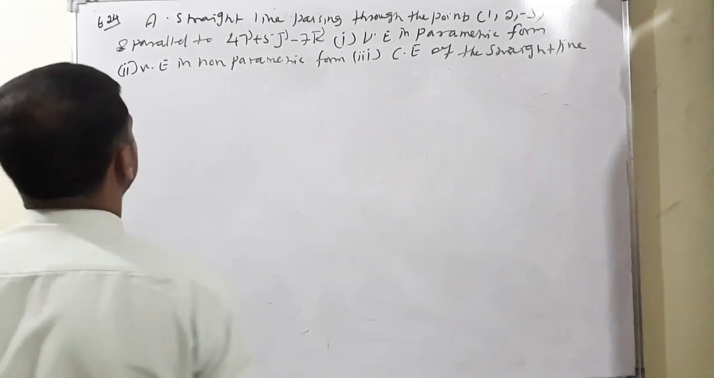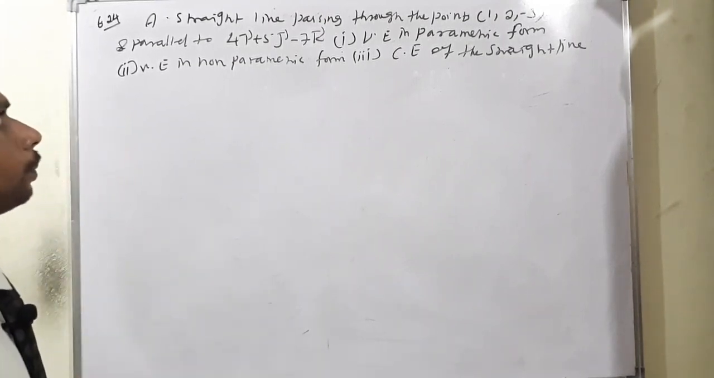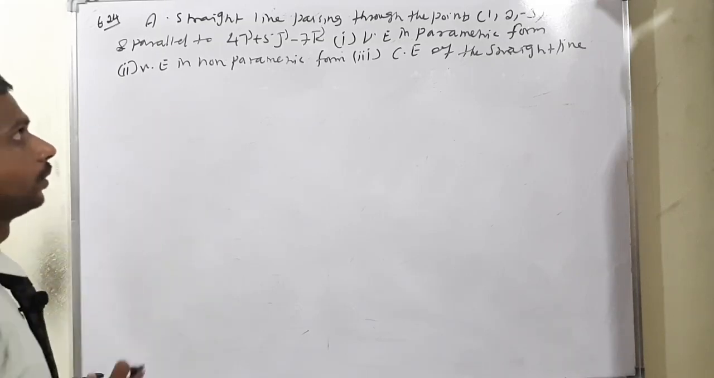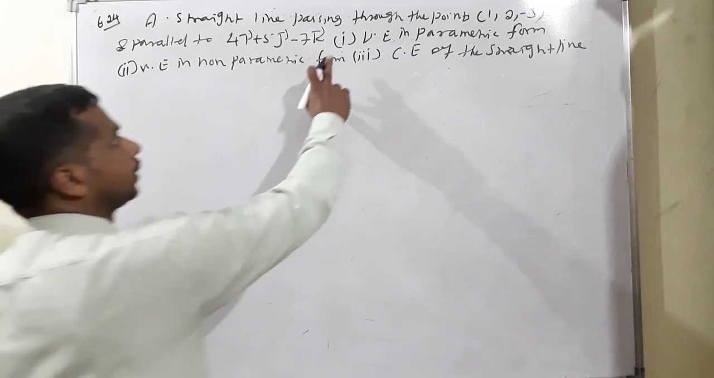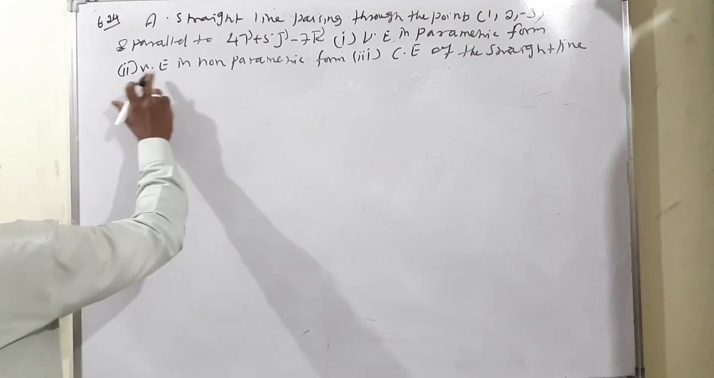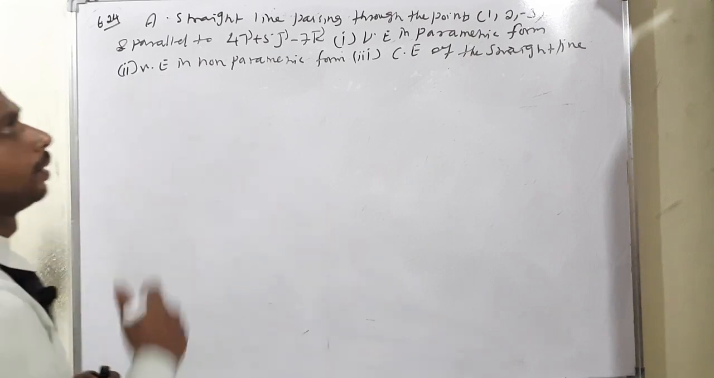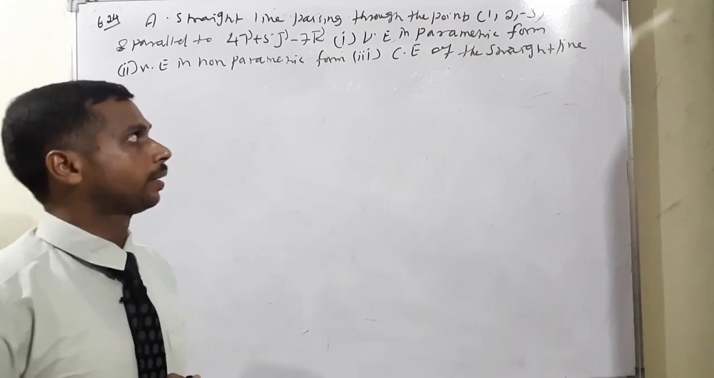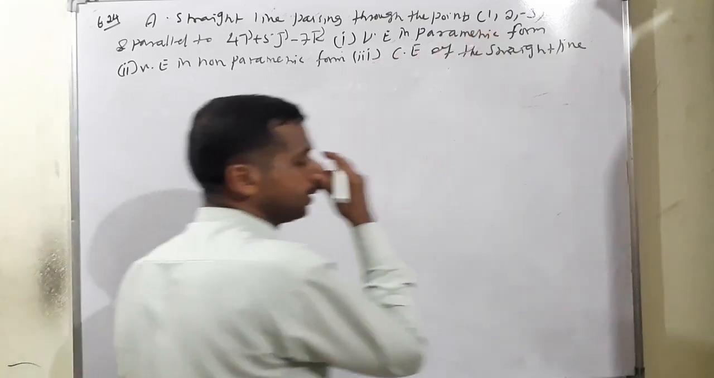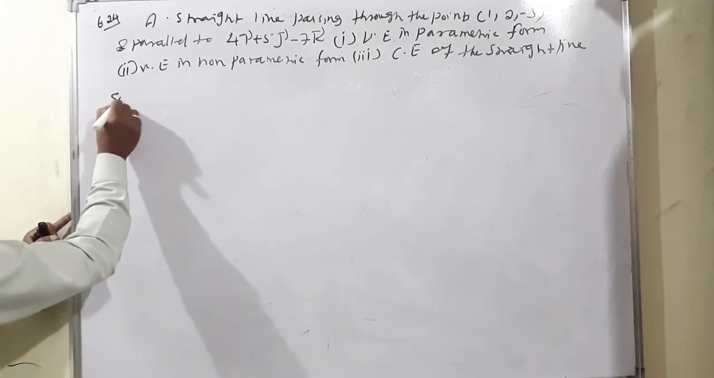Example 6.24. Condition: a straight line passing through a point and parallel to a line, that is, a vector is also given. We need to find three conditions. Subdivision 1, vector equation in parametric form. Subdivision 2, vector equation in non-parametric form. Third one, straight line, that is the Cartesian equation. Okay. So the point means, what is the meaning? The formula first.